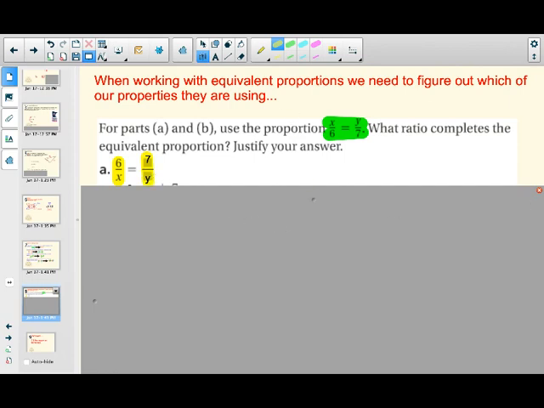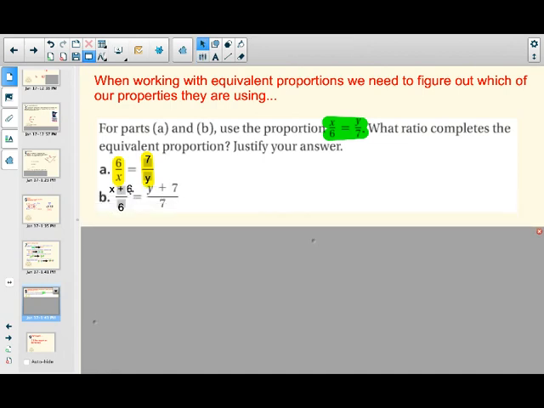Now the last one here. Notice on our right side, we have y plus 7 over 7. Our denominator was 7, and we added it to our numerator. So from our original one, with denominator 6, we're going to just add that to our numerator, and that still makes an equivalent statement.